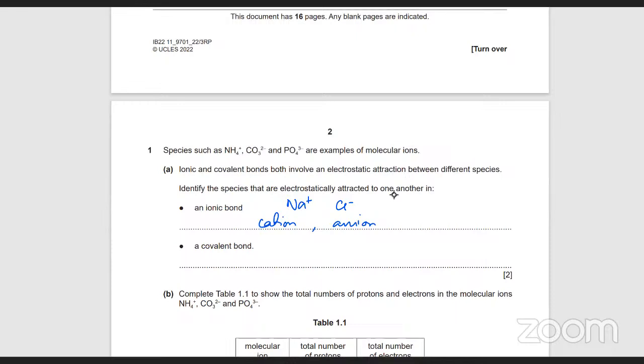In a covalent bond, what gets attracted? It's the nucleus or nuclei which are attracted to shared electrons. Like in an H2 molecule, there are hydrogen nuclei, and there are two electrons that are being shared between them.